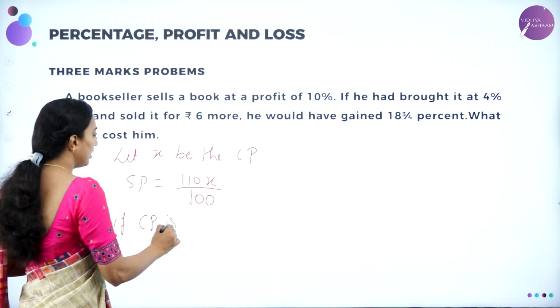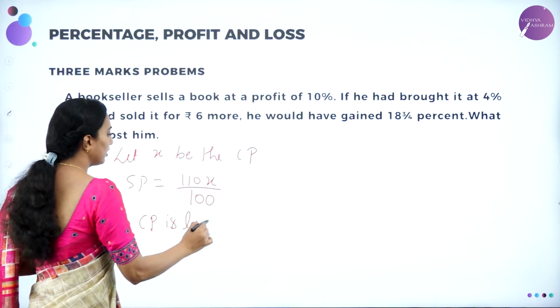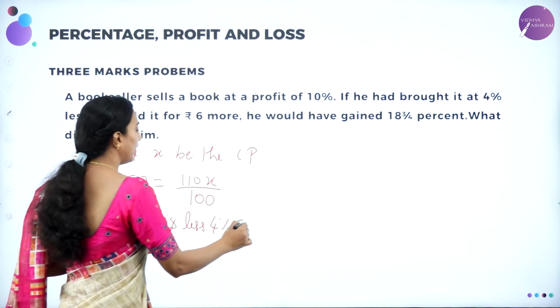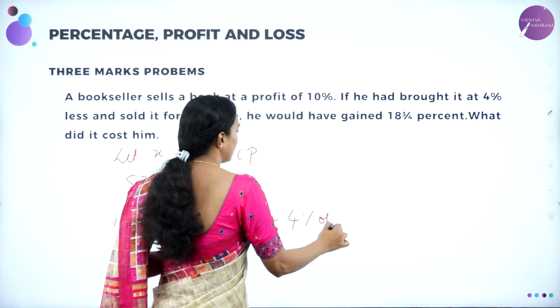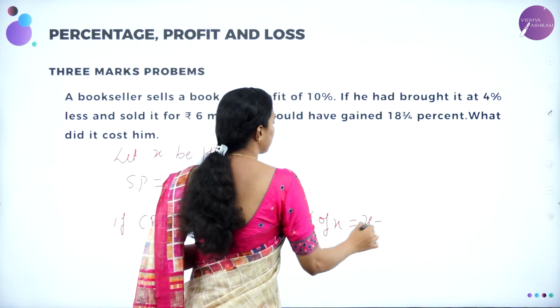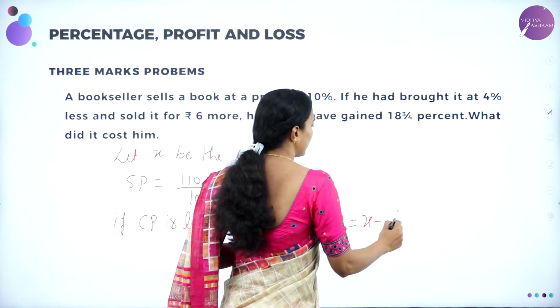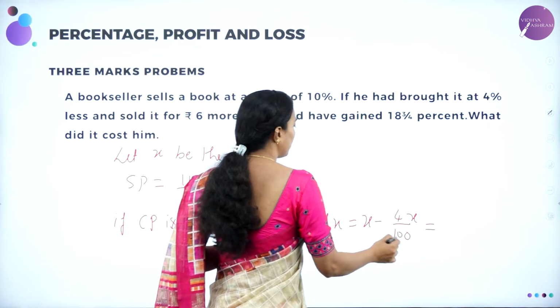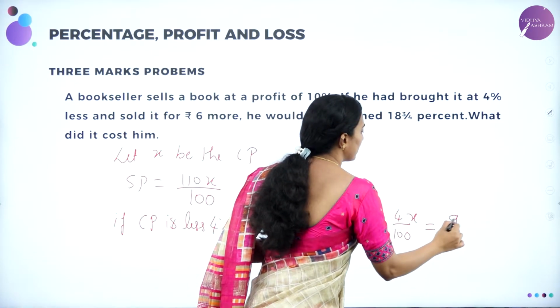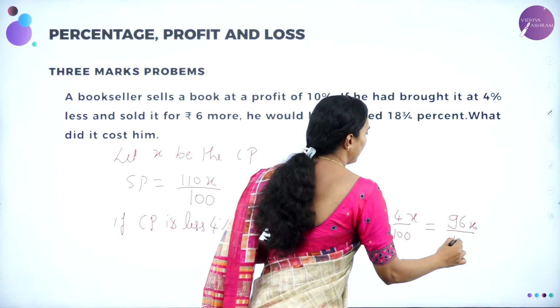Now if CP is less 4%, then you are going to have x minus 4% of x, which is x minus 4 divided by 100 into x, which will be equal to 100 minus 4, that is 96x divided by 100.